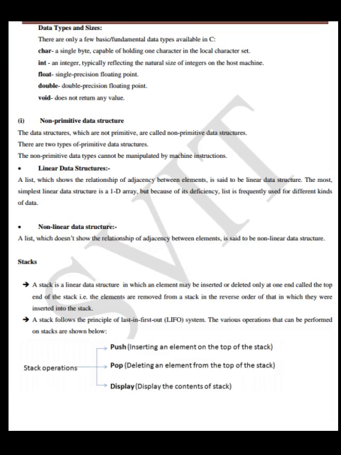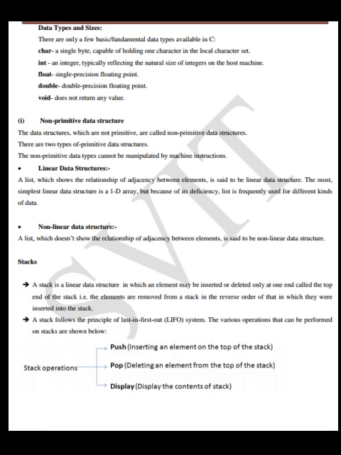Now let us see data types and sizes. There are only a few basic or fundamental data types available in C. Char, a single byte capable of holding one character in the local character set. Int, an integer typically reflecting the natural size of integers on the host machine. Float, single precision floating point. Double, double precision floating point. Void, does not return any value.